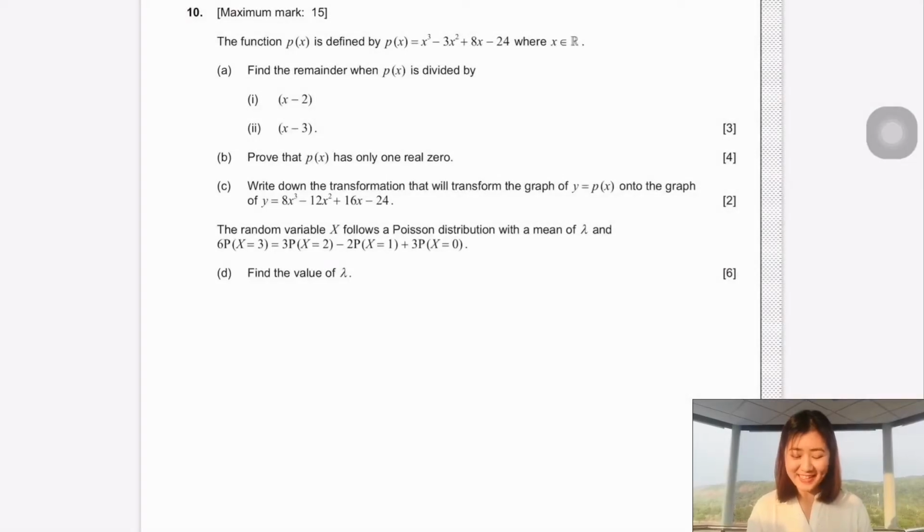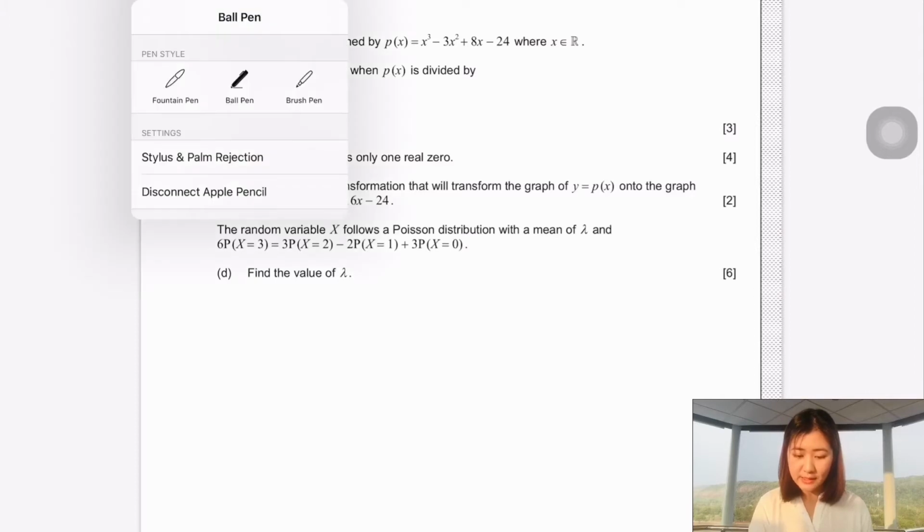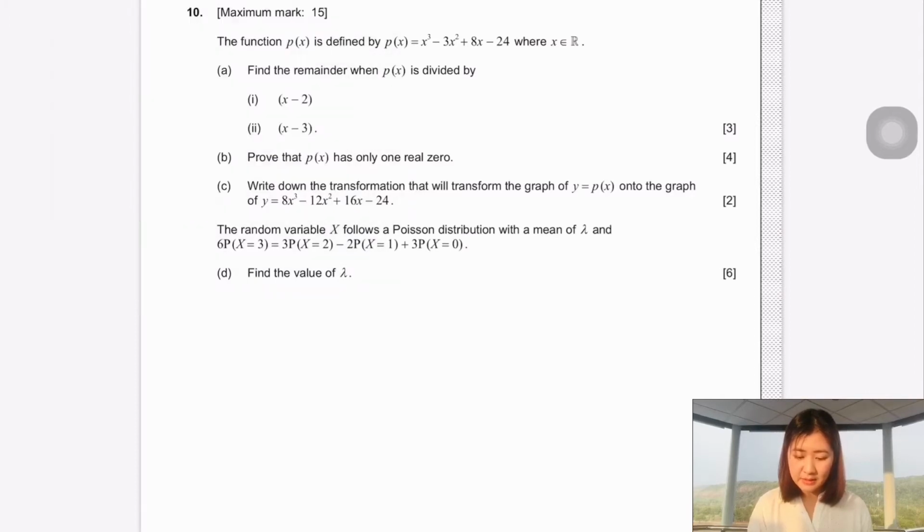Okay, question 10. The function p(x) is defined by p(x) = x³ − 3x² + 8x − 24. Find the remainder when p(x) is divided by x − 2. So the remainder would be p(2), right? p(2).